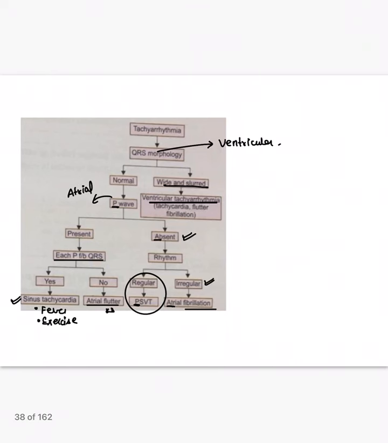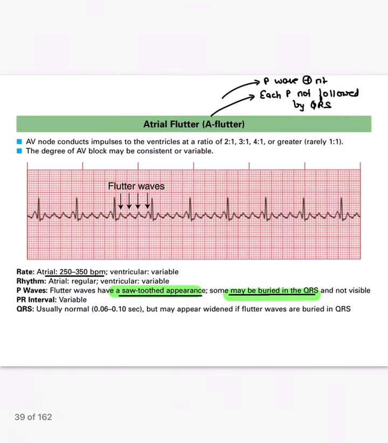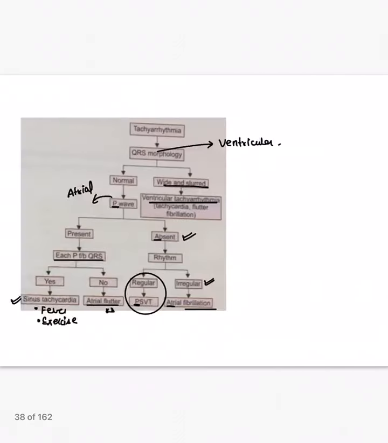If you talk about atrial flutter, the P wave is present. Do you see? The P wave is there, but it looks like a sawtooth appearance. Remember, atrial flutter has a sawtooth appearance, and the P wave may be buried in the QRS wave. So these are known as flutter waves. Sawtooth waves are flutter waves. This is important. In atrial flutter, each P wave is not followed by a QRS wave because sometimes it may be buried. So this is important.